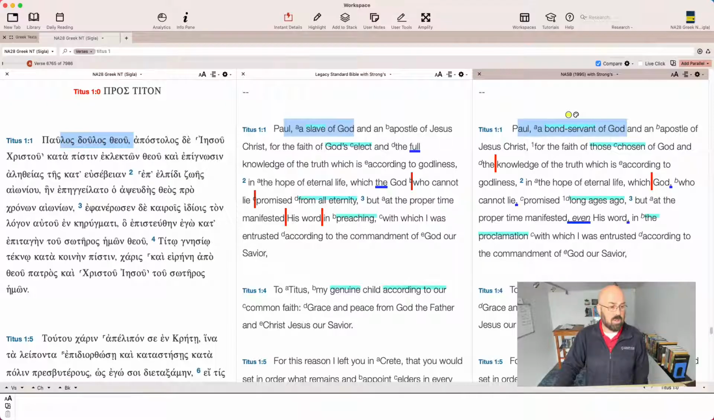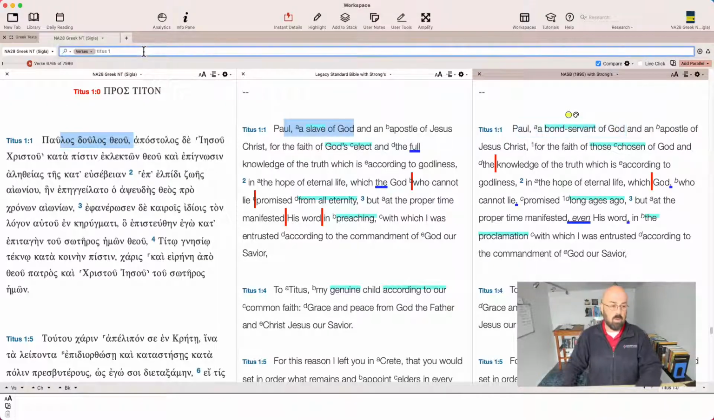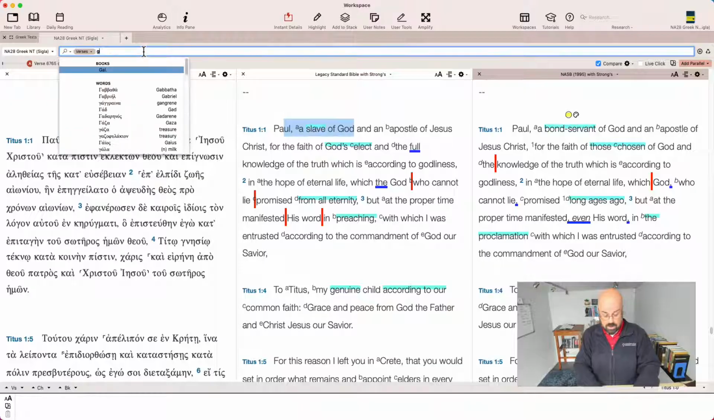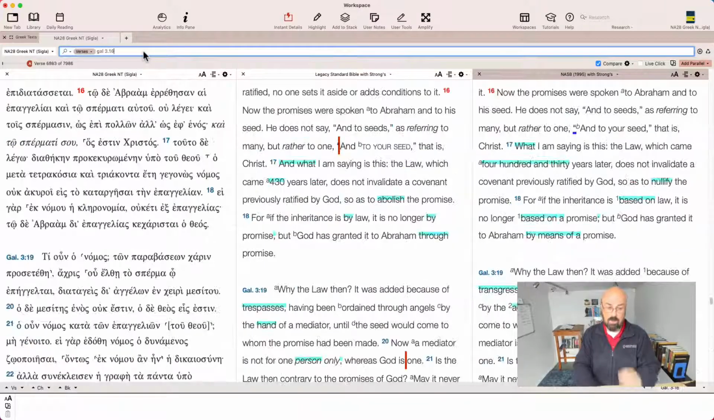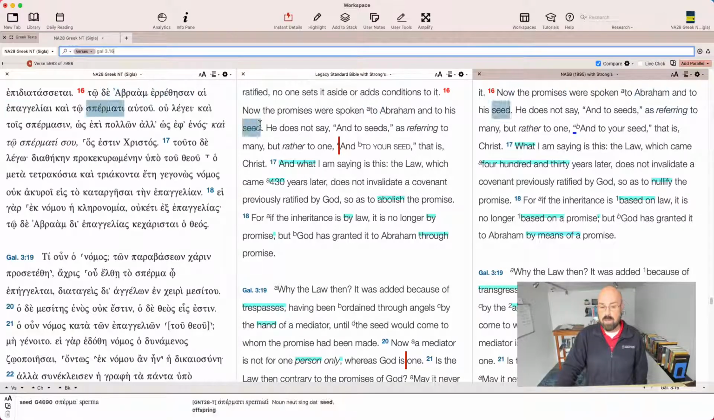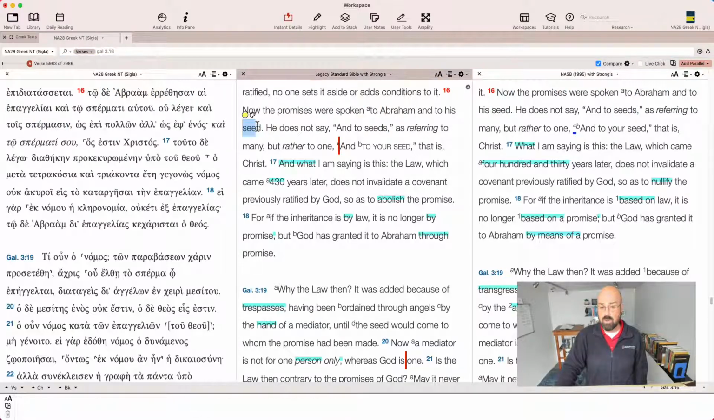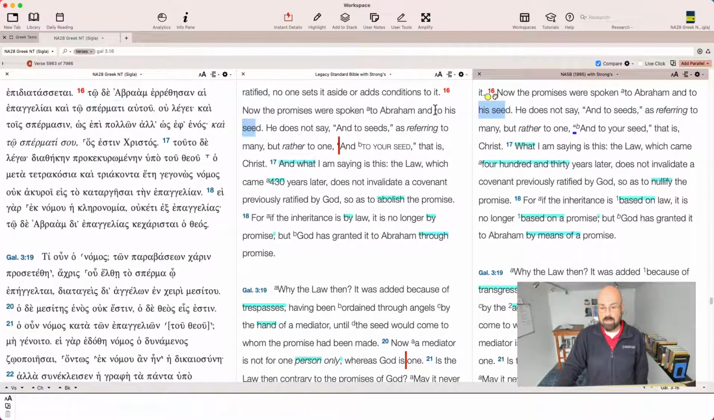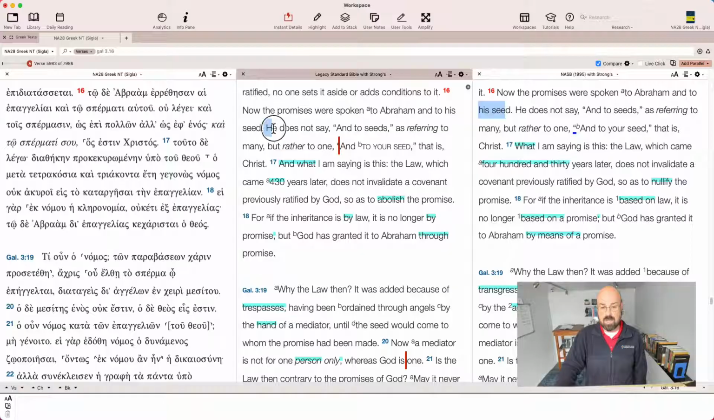Now, in terms of theological consistency, one of the ones that I really wanted to point out was in Galatians. So in Galatians chapter 3, verse 16, particularly, the Legacy Standard Bible says, "Now the promises were spoken to Abraham and to his seed." Now this is important. In the first half, we have seed very clearly. Now, in the next sentence, "and he does not say, 'and to seeds,' referring to many, but rather to one."